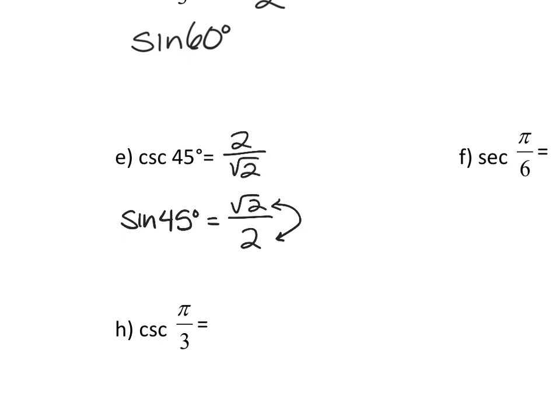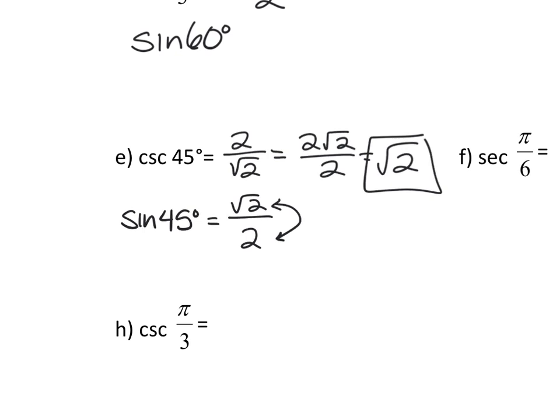And would I leave my answer looking like that? No, so what would you do? Multiply it by square root of 2. And then what happens? Then the 2's cancel, and so you just have square root of 2 for this one. That's a weird one where that happens. Not all the time will you have to do the extra step of it canceling, but in this case, we did.